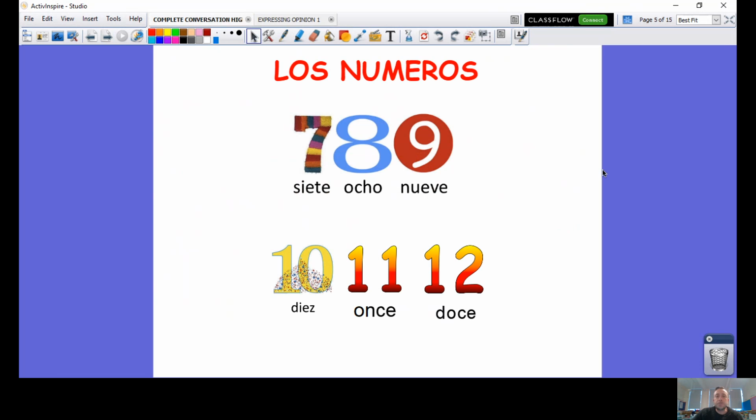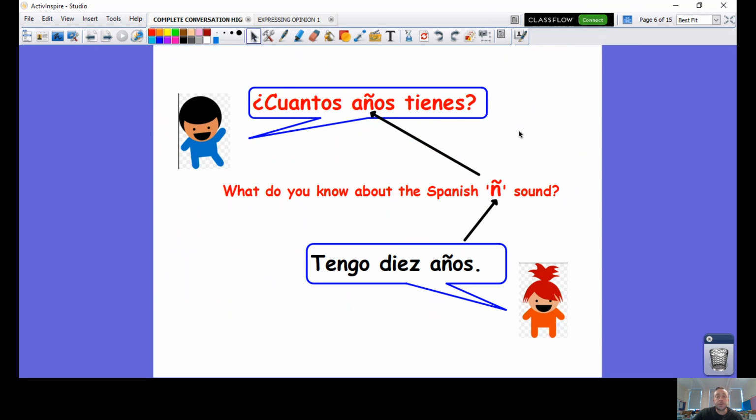So the second part, let's remind ourselves of some of our numbers. My turn, your turn. We have 7, 8, 9, 10, 11, 12. Choose the number that gives your age. Is it 9, 10, 11, or 12? Say that number now. Good. Let's have a look at the next question we have.